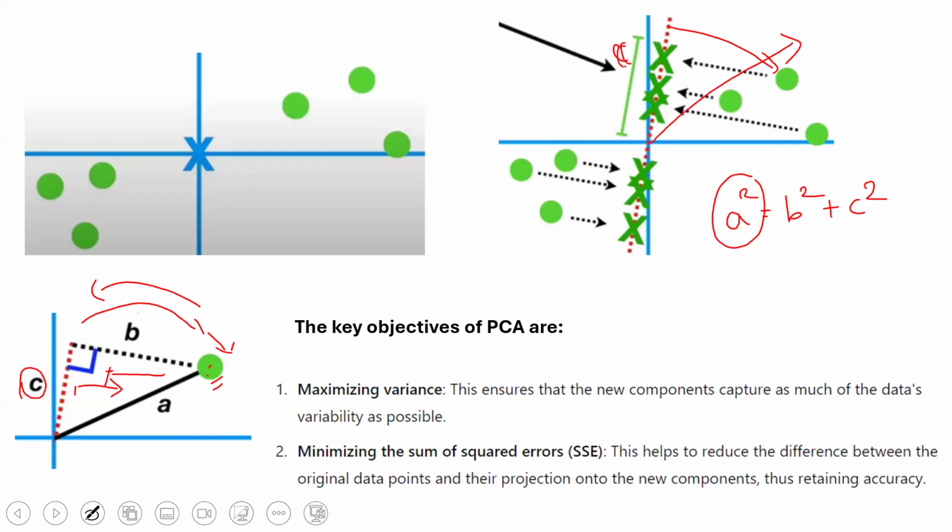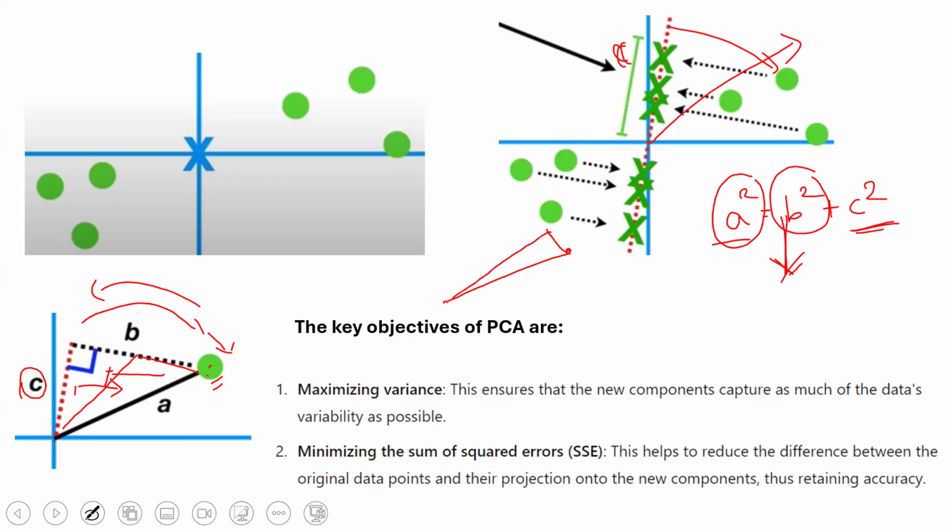Yes, variance. So when C is increasing, B should decrease, right? Because A is constant. When C is increasing, B will decrease. So when this is coming towards this, the B length will decrease. You know the Pythagoras theorem, right? So this is A, which is constant: the distance from the center to the point is constant.